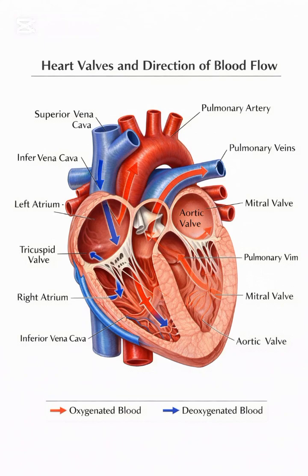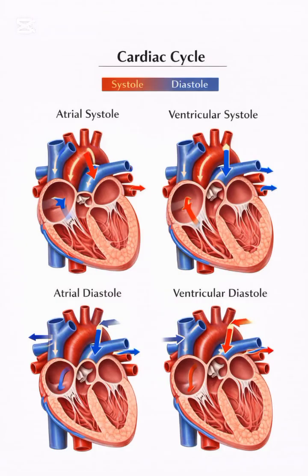Internal structure, 4 chambers. What the diagram shows: right atrium, right ventricle, left atrium, left ventricle, interventricular septum.